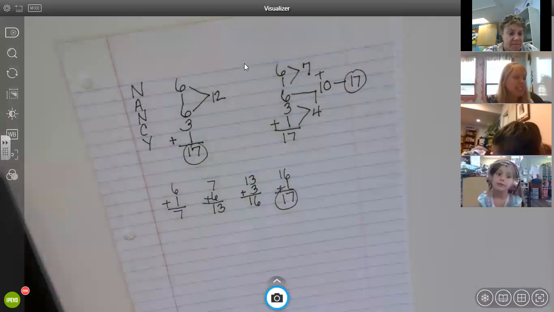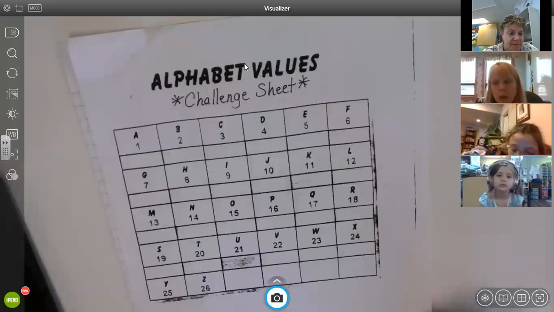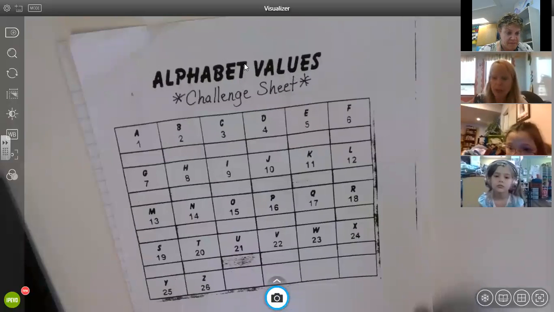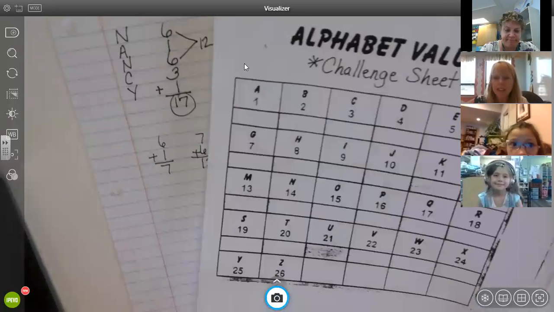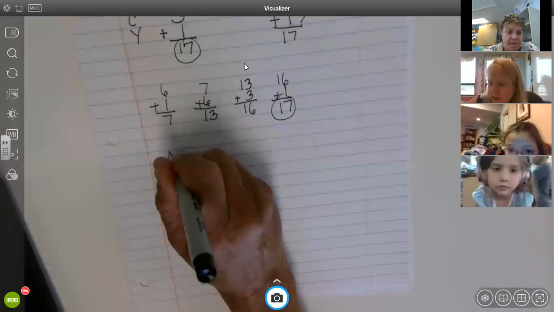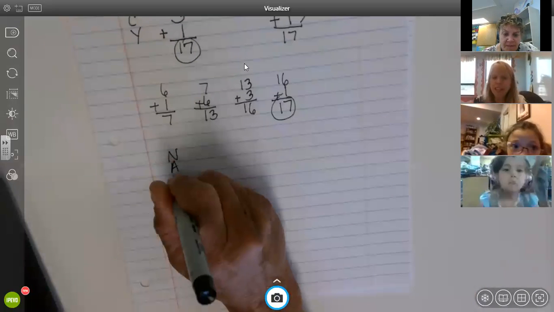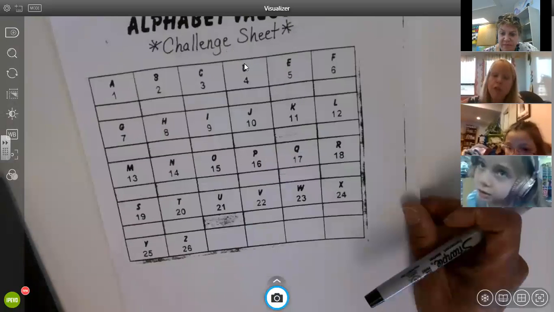So you will see on your Google Classroom posted a sheet that looks like this. The challenge sheet will make it a little more difficult, which some of you like when you're doing math. Some of us, maybe we wouldn't like that. So here's how I would do it with the challenge sheet. The same thing, write my name out, look for the N on the challenge sheet. On this sheet, N is worth 14 points.